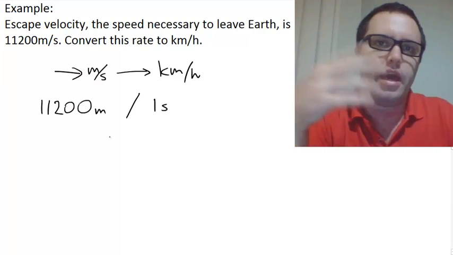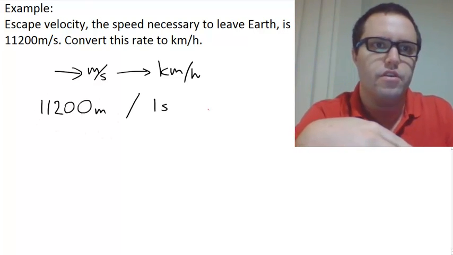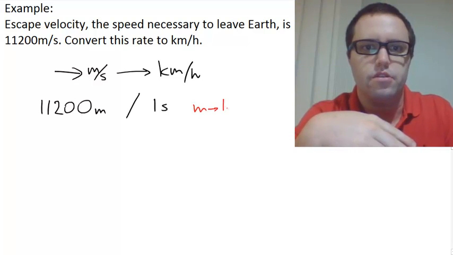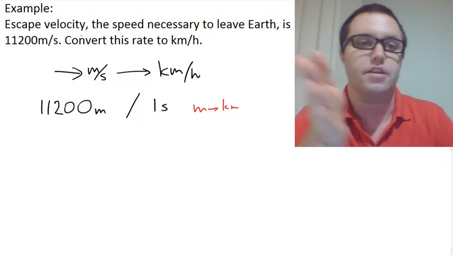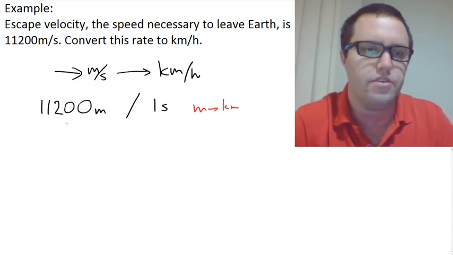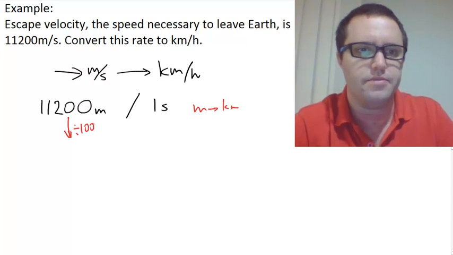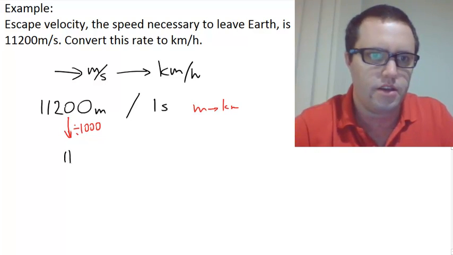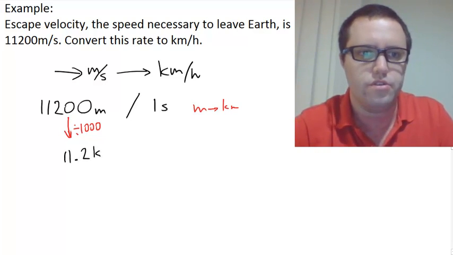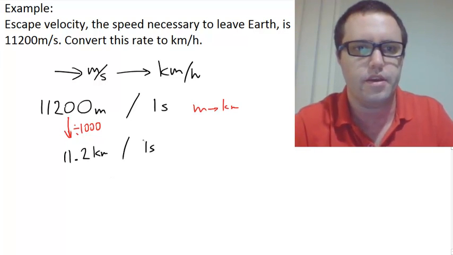Okay, and what we're going to do is convert from meters to kilometers first. Now there are 1,000 meters in a kilometer, so what we need to do is divide this quantity by 1,000 to get 11.2 kilometers per 1 second.